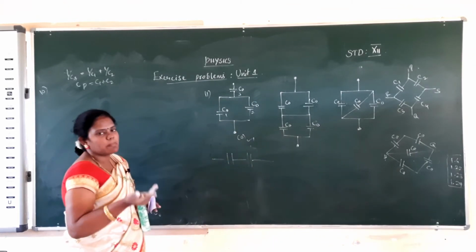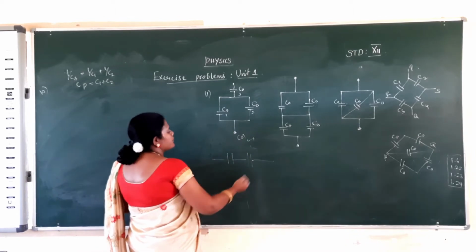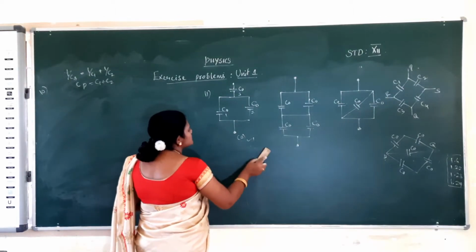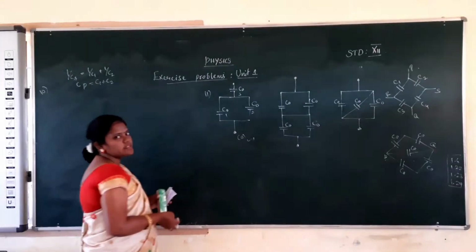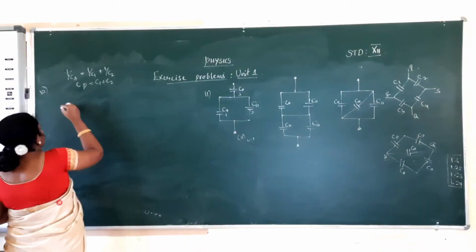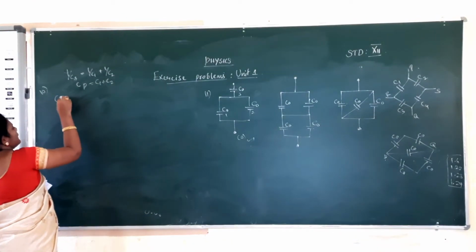That is called parallel. Series means continuous. So the capacitors 1 and 2 will be connected in parallel.